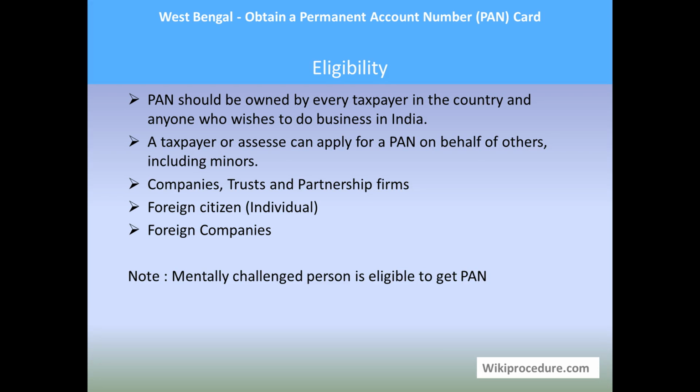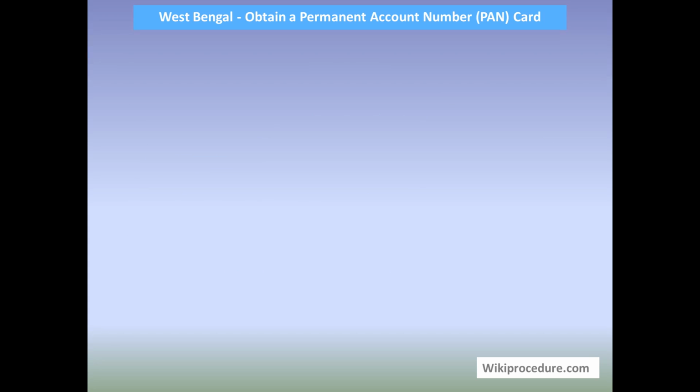Eligibility: PAN should be owned by every taxpayer in the country and anyone who wishes to do business in India. A taxpayer or assessee can apply for a PAN on behalf of others, including minors, companies, trusts and partnership firms. Foreign citizens may be individuals or foreign companies. A mentally challenged person is also eligible to get a PAN, with certain advice from the PAN department for getting the PAN card for such people.